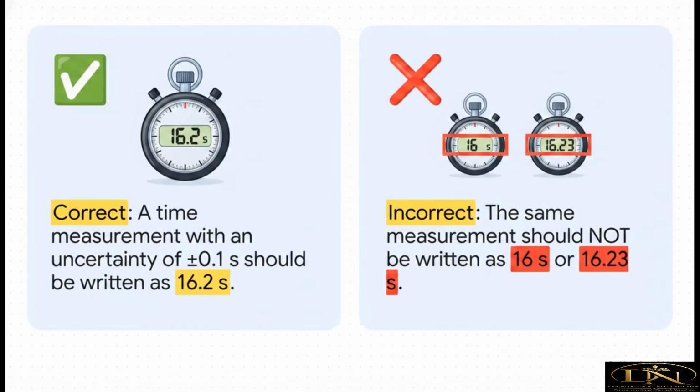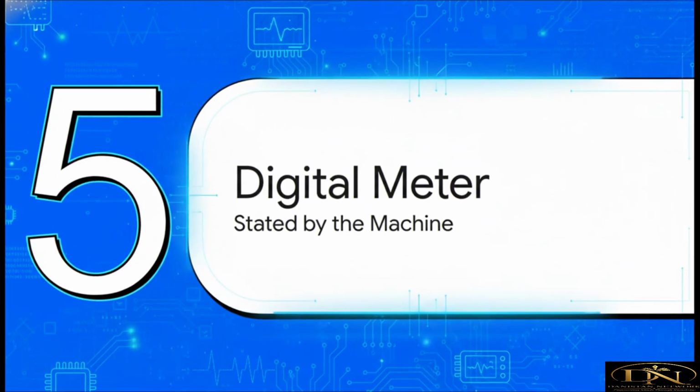Let's make that crystal clear with an example. Say you measure time and your uncertainty is plus or minus 0.1 seconds. Okay, see that? 1 decimal place. That means your measurement has to be written to 1 decimal place too. So 16.2 seconds is perfect. But writing 16 seconds? Nope, not enough detail. And 16.23? Whoa, that's too much detail. You're claiming a precision you just don't have. They have to match.